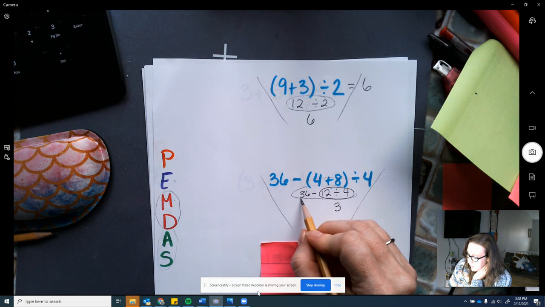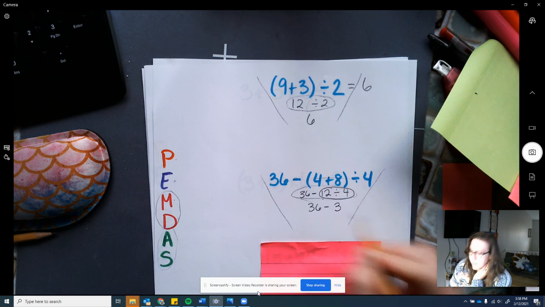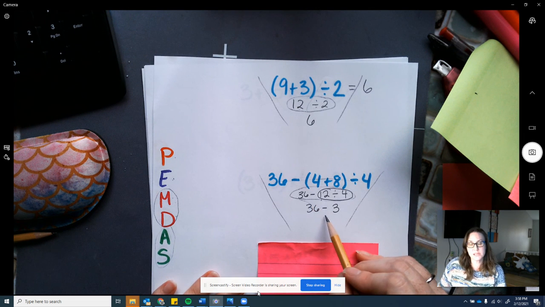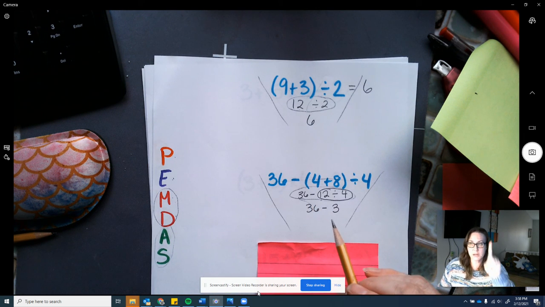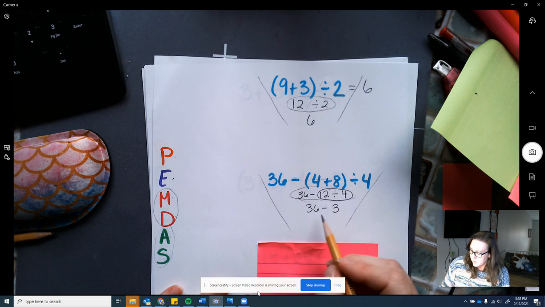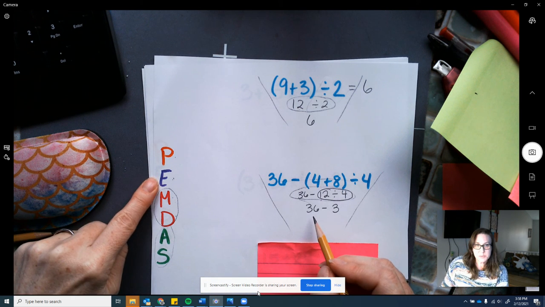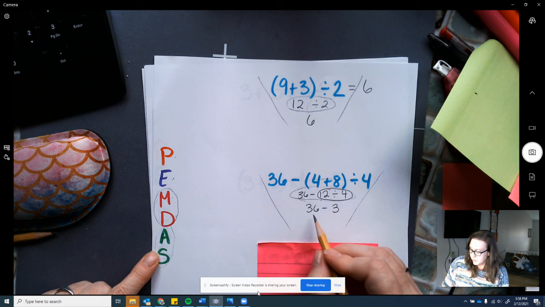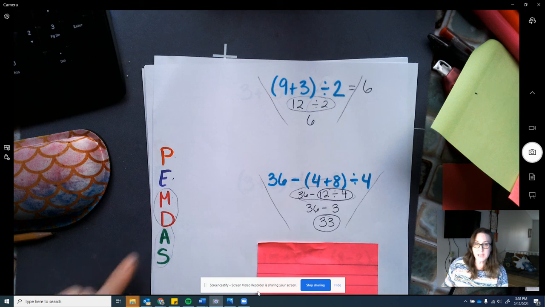And now I'm going to rewrite the rest of this exactly the way it was written. I'm just bringing it down into this part. Solve one part at a time. Okay, any parentheses? No. Any exponents? No. Any multiplication or division? No. All I have left is subtraction. 36 minus 3 is 33. Done. I've solved all of them.